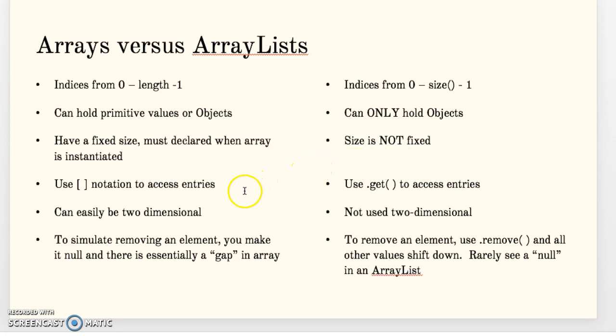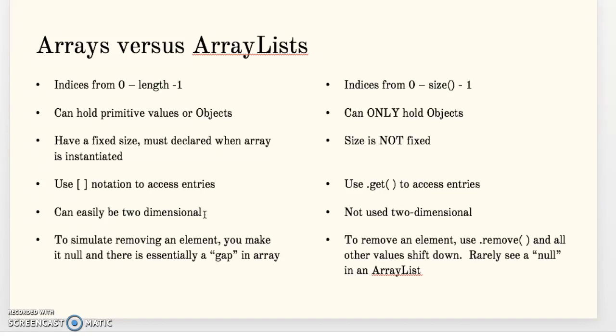When we're working with an array, we use the bracket notation to access entries, whereas we use the .get method to access entries with an array list. With arrays, we can easily do two-dimensional, thinking of it almost like a matrix or a rectangular grid of rows and columns. However, with array lists, we don't really use two-dimensional array lists simply because of the way that they can change their size. We just typically don't use array lists in a two-dimensional format.